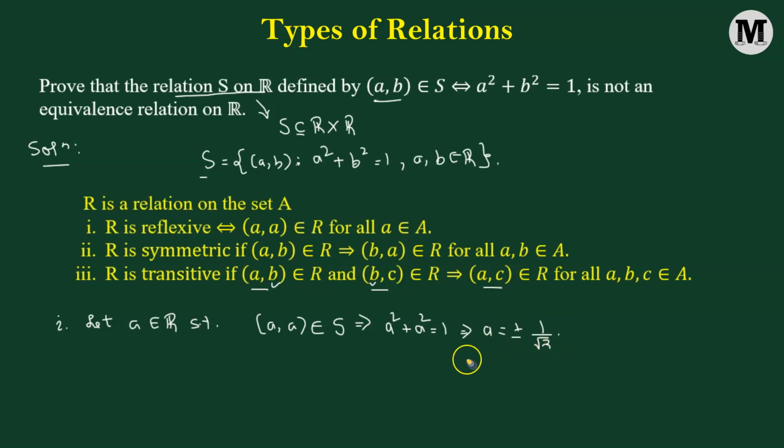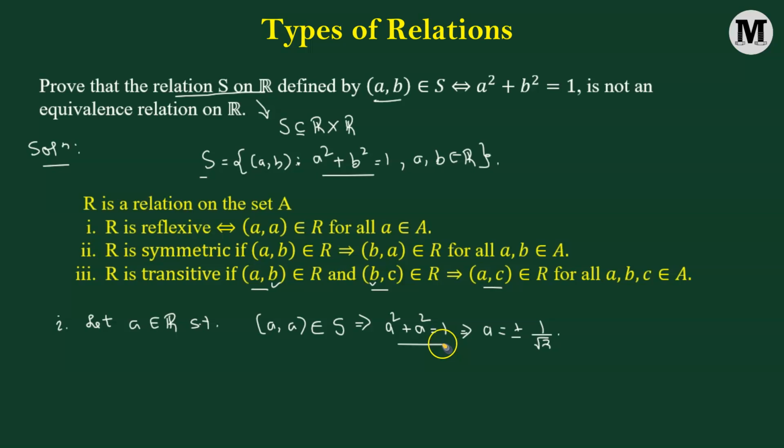Now, that is the problem here. We are getting a very specific value for a. So, a can take only the value 1 over square root of 2, or we can take a positive and negative value. Only in that particular case is this equation going to be true. That means the relationship between a and b, the first element and the second element of the ordered pair, is such that only when a equals 1 over square root of 2 does this equation hold true.